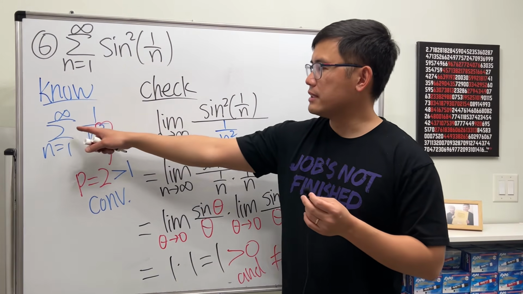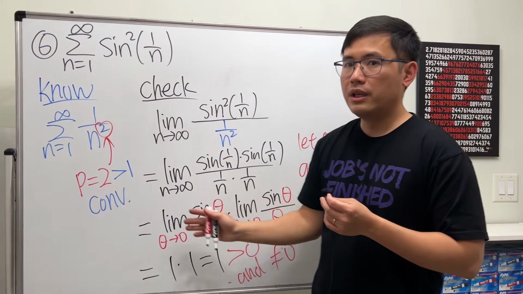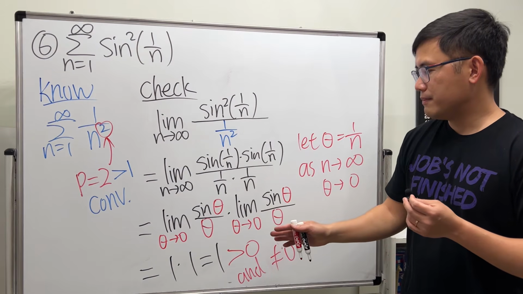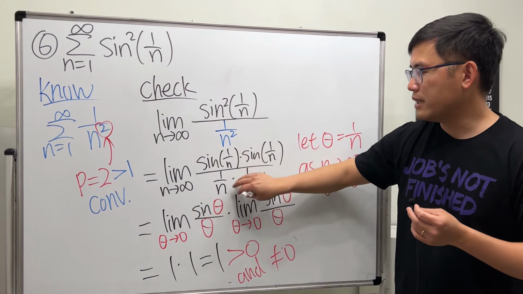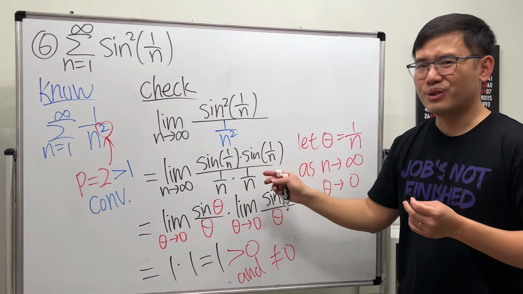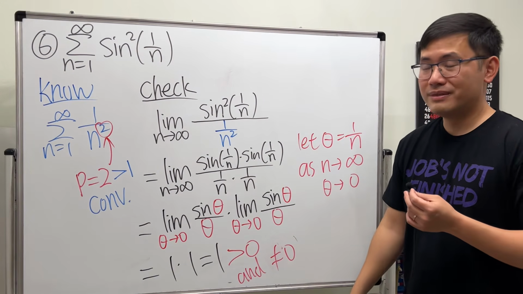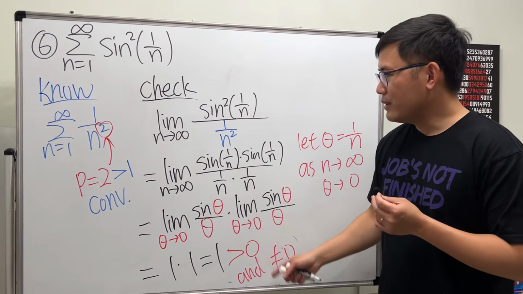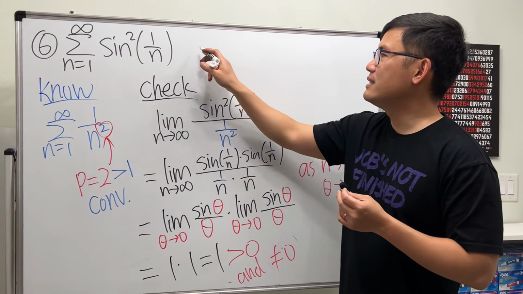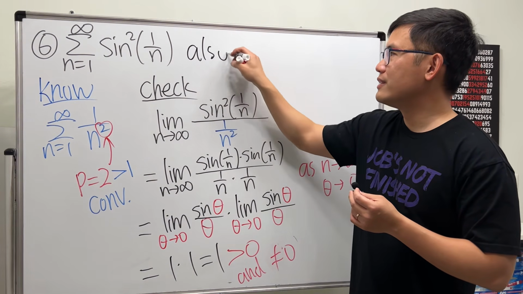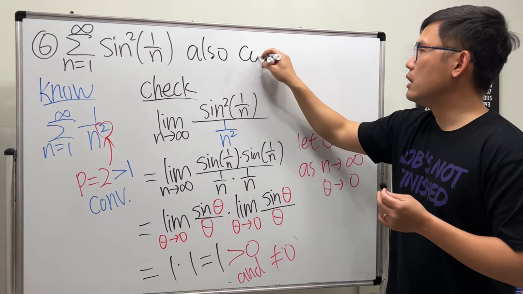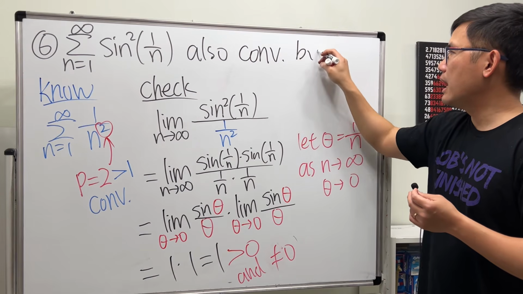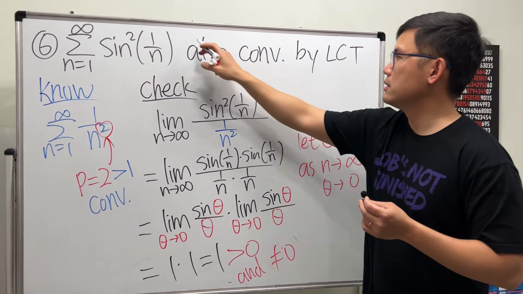Try it if you have the series as 1 over n to the first power, then this right here, you'll just have 1 over n. So you have 1, and then you end up with 1 times 0. It's not going to help. But anyway though, this right here, we can come here and say this also, what now? Converges. Also converges by limit comparison test.